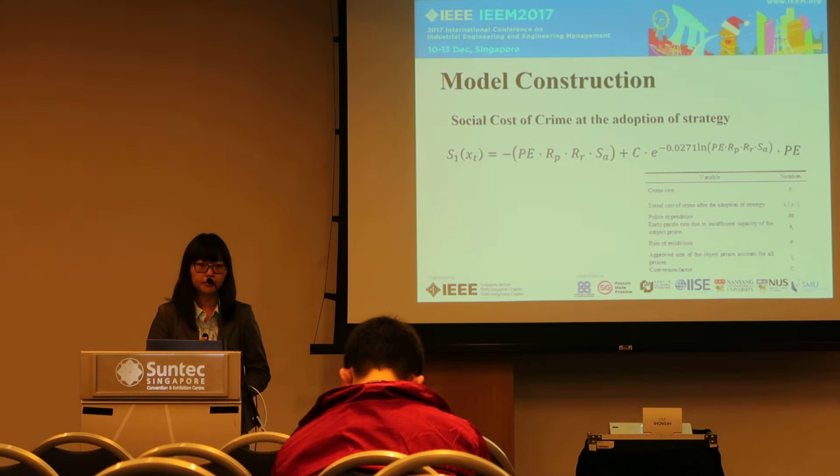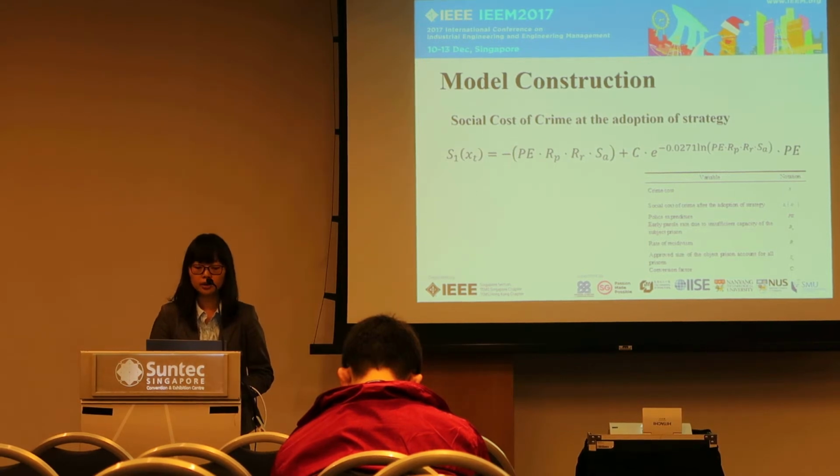This model can be divided into two parts. First part, when the government decides to increase the prison, it will decrease the social cost of crime, because the prison capacity is increased, and the inmates can have enough enlightenment, and they will not commit crime again. So it will cause the social cost of crime to decrease.